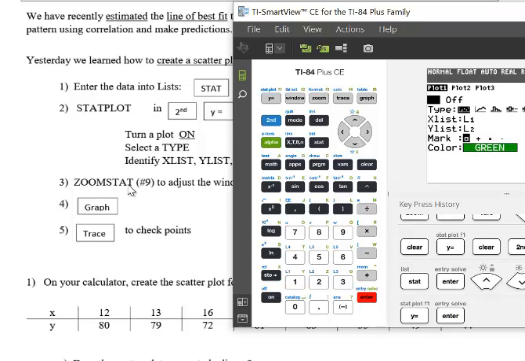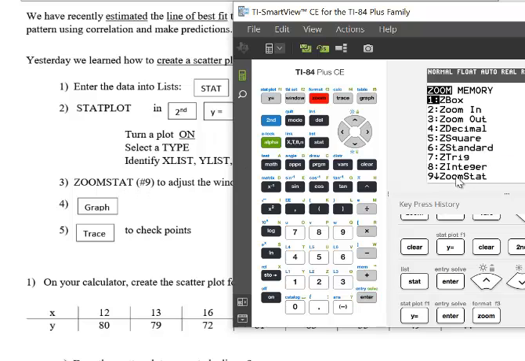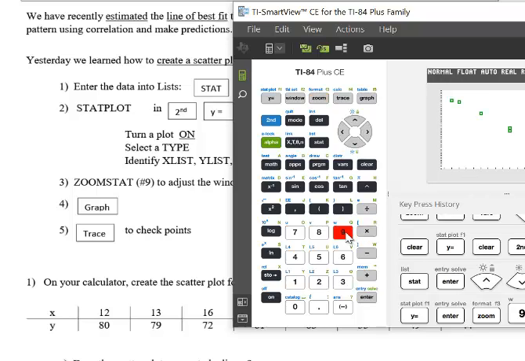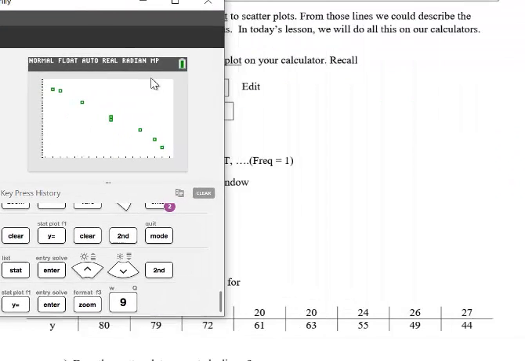All right, now we need to go to Zoom 9. Zoom up here. Number 9 is Zoom Stat. It'll show us quadrant 1 where all of this is graphed in. All right, looks good. Now let's answer a few questions. I'm just going to drag this down here, hopefully.